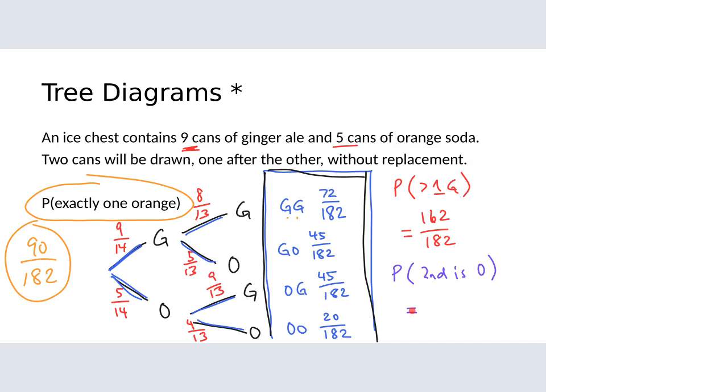Let's take a look. Second one's orange. Well, second one's ginger ale. That's no good. Second one's orange. Yep. Second one's ginger ale. That's no good. Second one's orange. Yep. So we need to add these two together. Sure enough, 65 out of 182. Outstanding.